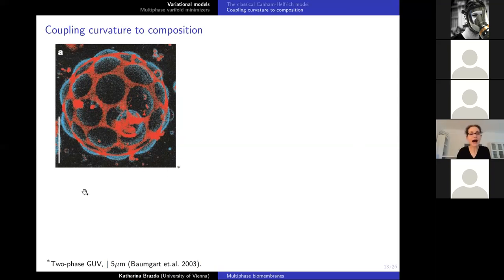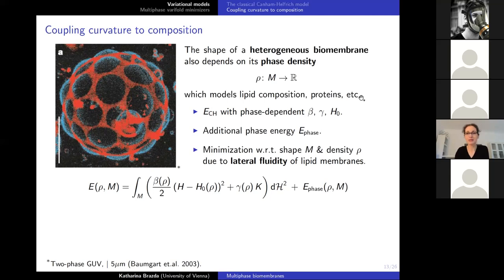And what you can see here is a vesicle that is composed of two different lipids: one lipid which likes to be more curved, and one lipid which likes to be more flat. So how does one describe these kinds of membranes or shapes? These are heterogeneous biomembranes. One just has an additional phase density defined on the membrane. And this phase density models, say, the different lipid composition or the distribution of proteins, etc.